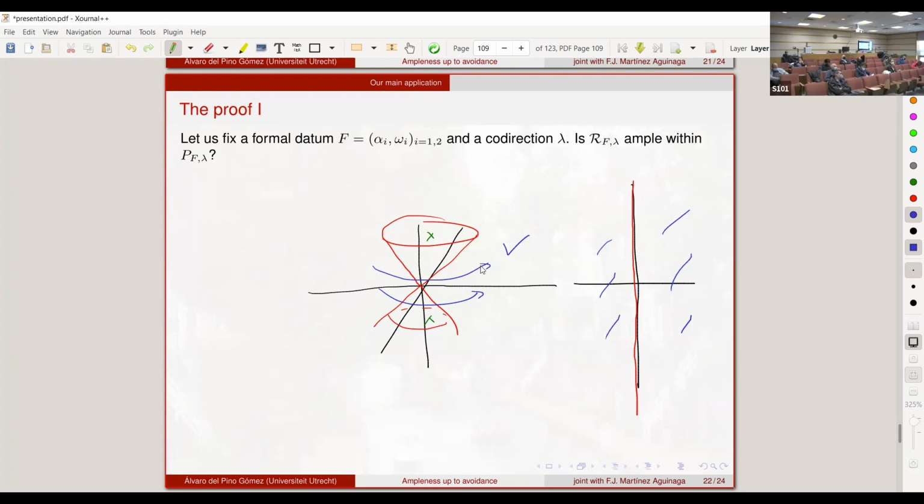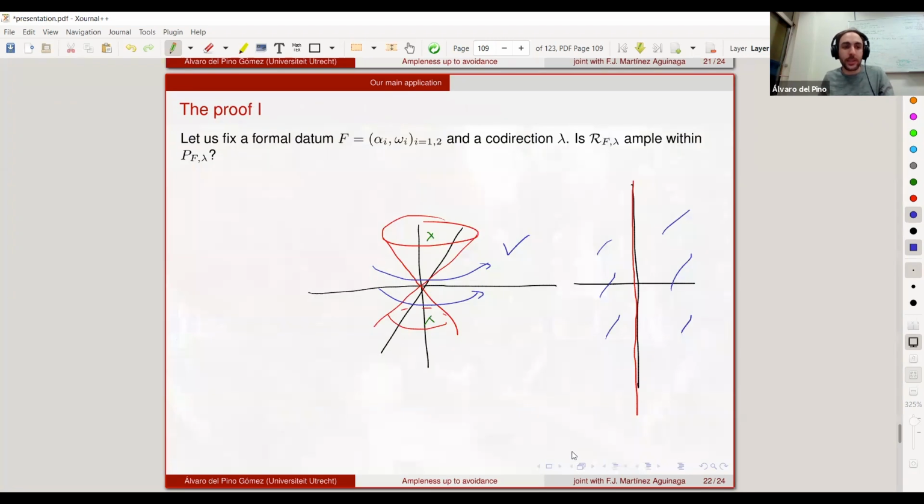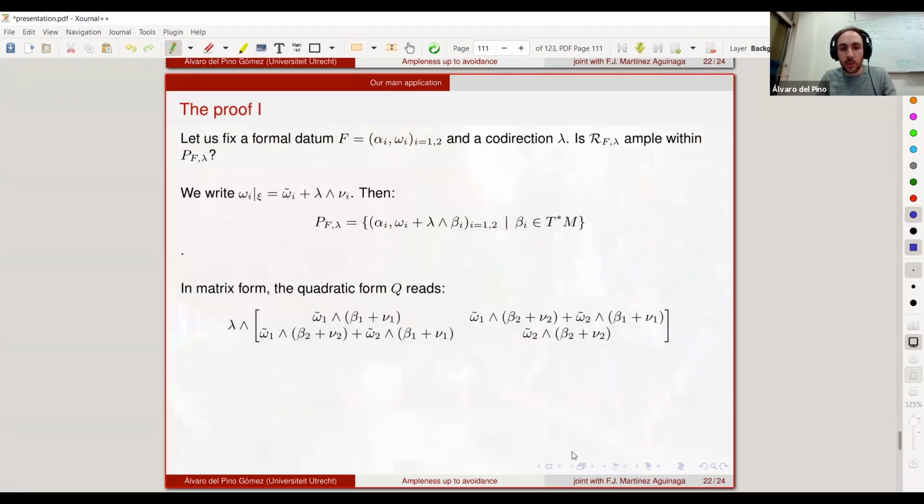So my formal data is okay. Maybe I should stop at the statement. The statement is there is a full h-principle for hyperbolic, and convex integration is really bad for elliptic. Okay, sorry. Now I understand the confusion. So indeed, in our fantasy of trying to pinpoint where rigidity may be, my claim is elliptic. It's kind of interesting, I think. And hyperbolic is not, but it did take some work.